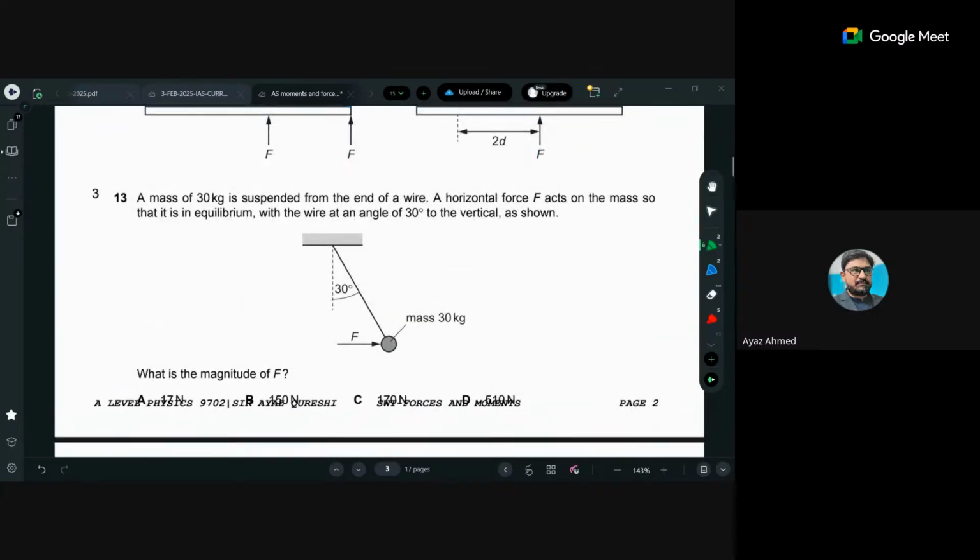Then a mass of 30 kg is suspended from the end of a wire. A horizontal force F acts on the mass so that it is in equilibrium with the wire at an angle of 30 degrees to the vertical, as shown in the figure.